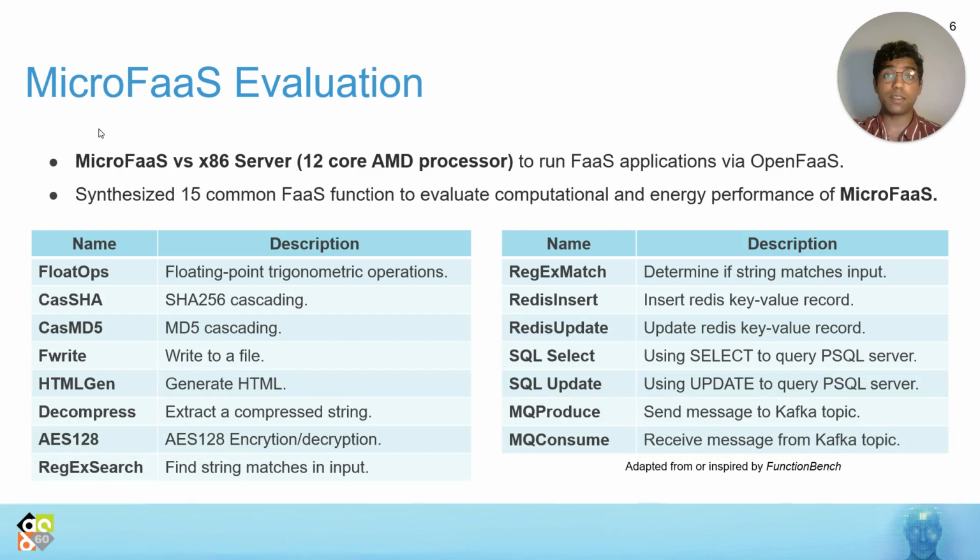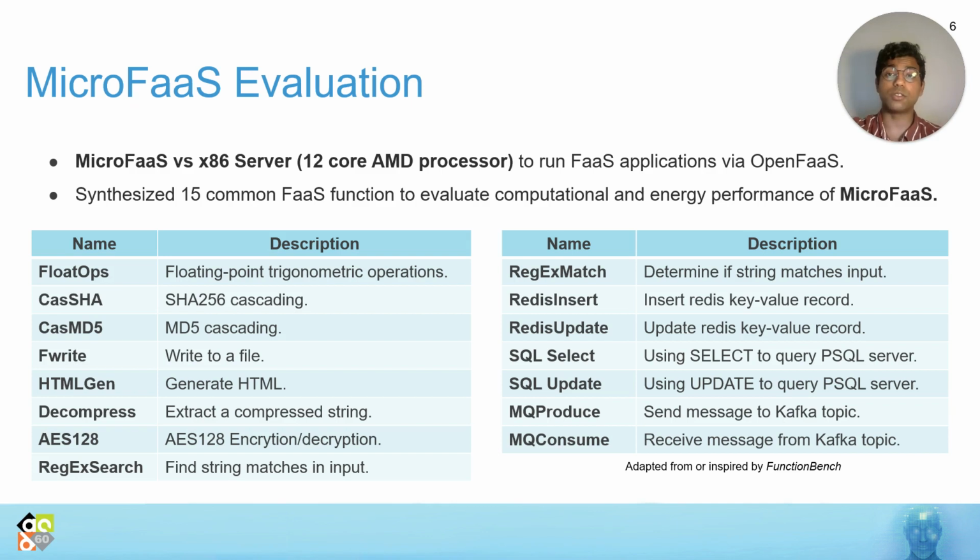In order to evaluate the energy and the execution performance of MicroFaaS, we ran 15 commonly used FaaS functions on both MicroFaaS and an x86 server, which in our case was a 12-core AMD processor. And to have a fair comparison between both models, we compared running each function with 1 to 10 workers for MicroFaaS and 1, 6, and 12 threads on the x86 server.